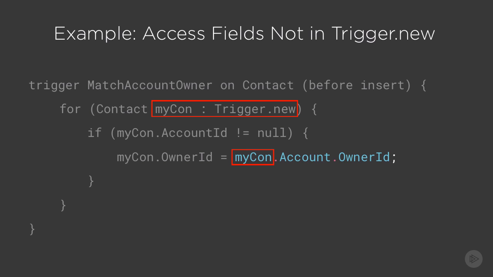Yes, the myCon contact variable is within trigger.new, so we have access to that contact and its base fields. However, in the colored code, we're trying to access information from that contact's account. That data is not stored in trigger.new. So what actually happens if we save this code?